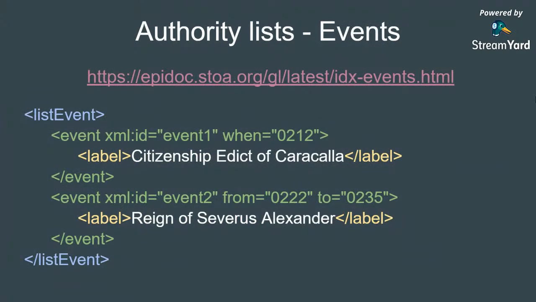Again, we also have events, for example, as you can see here, and we have a list event and an event tag. For example, here we have the edict of Caracalla, and we can specify with an attribute, for example, either a punctual date, such as when, as the first one, or a range of dates, as in the second example.